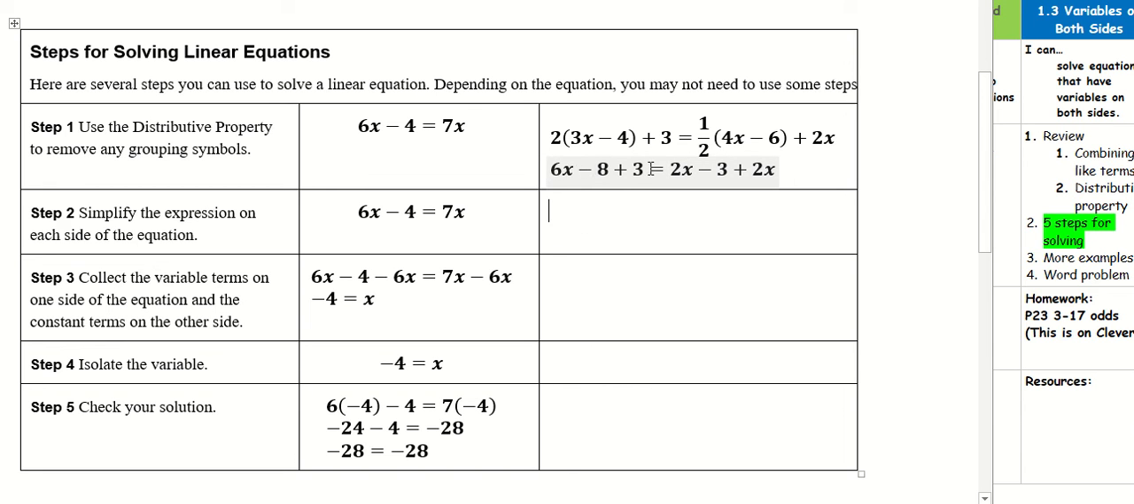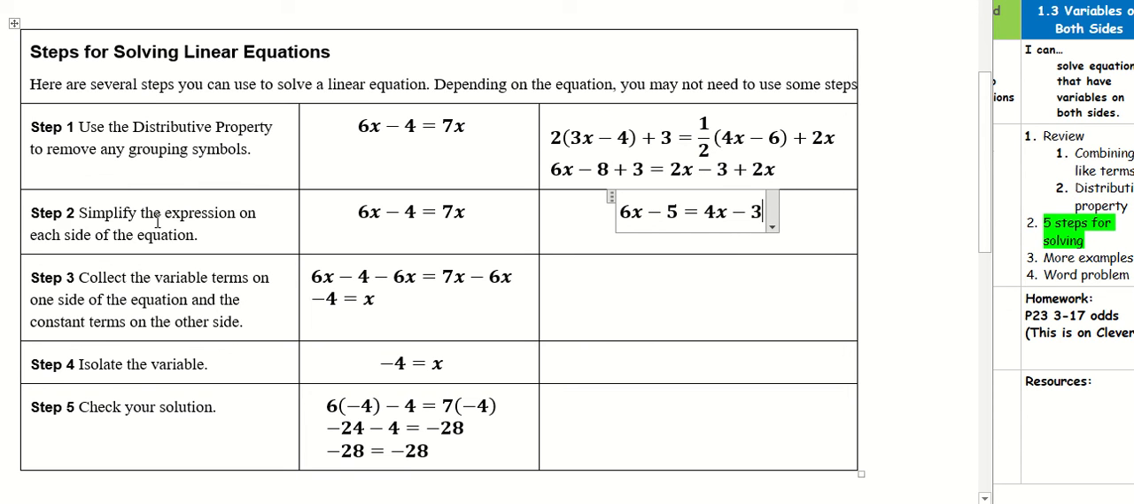6x minus 8 plus 3. Well, 8 and 3 don't have an x on it, so I'm not going to be able to combine like terms with those and the x. But I can combine these 2 together because neither of them have an x. So I have 6x minus 5, because negative 8 plus 3 is negative 5. Then I have 2x, negative 3, and 2x. I'm going to combine like terms with my 2x's to get 4x minus 3.